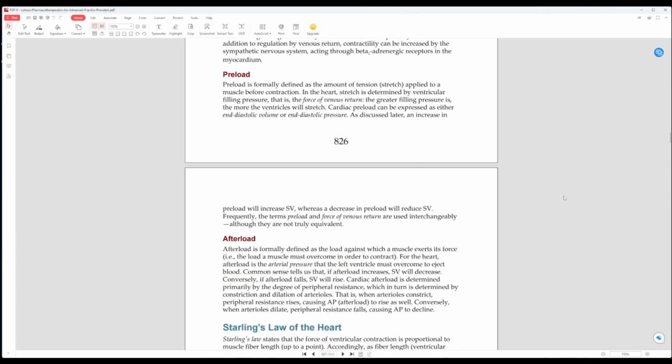Your preload. Preload is formally defined as the amount of tension or stretch applied to a muscle before contraction. In the heart, stretch is determined by ventricular filling pressure, that is, the force of venous return. The greater the filling pressure is, the more the ventricles will stretch. Cardiac preload can be expressed as either end-diastolic volume or end-diastolic pressure. As discussed later, an increase in preload will increase your stroke volume, whereas a decrease in preload will reduce your stroke volume. Frequently, the terms preload and force of venous return are used interchangeably, although they are not truly equivalent.